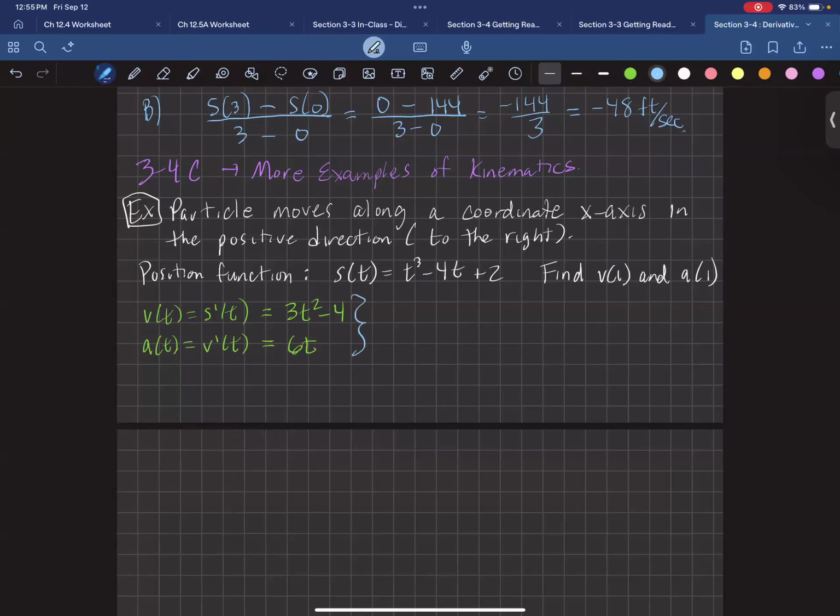Now that I got my functions, we need to find these at t equals 1. So v of 1 equals 3 times 1 squared minus 4, which is negative 1. And a of 1 equals 6 times 1, which equals 6.